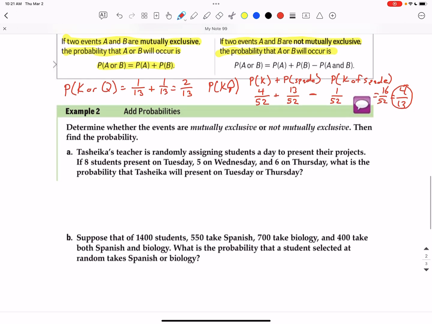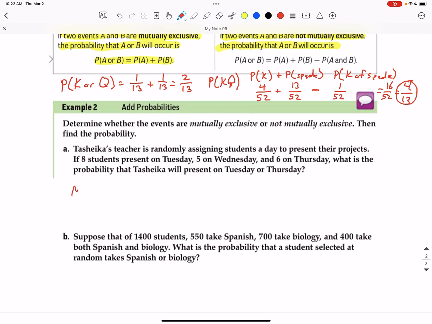So example 2 is: determine whether the events are mutually exclusive or not mutually exclusive, then find the probabilities. Tashika's teacher is randomly assigning the students to a day to present their projects. If 8 students present on Tuesday, 5 on Wednesday, and 6 on Thursday, what is the probability that Tashika will present on Tuesday or Thursday? She's not going to present on both days. It's going to be either one or the other. So since she's not presenting on Tuesday and Thursday, we're going to say that these are mutually exclusive.